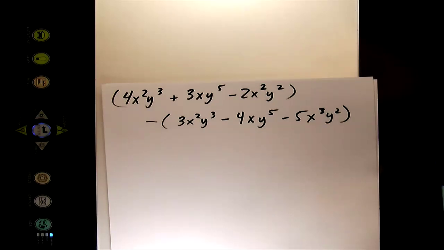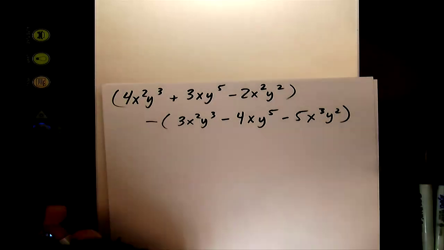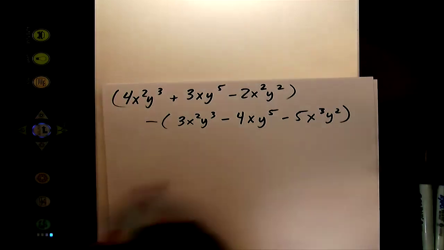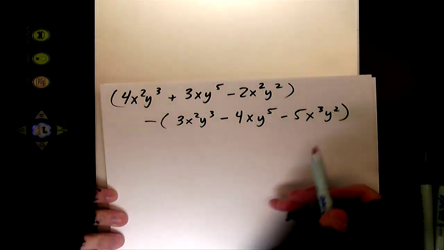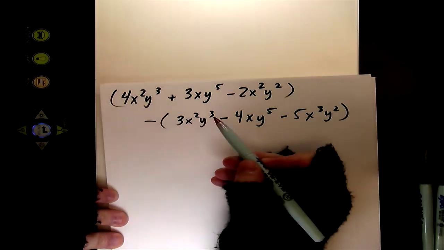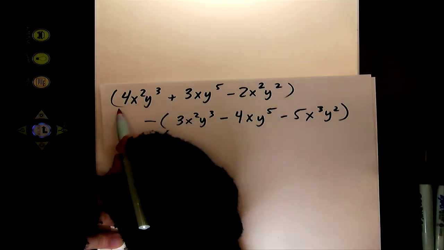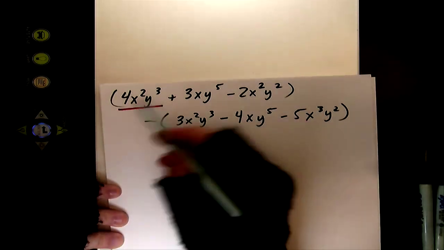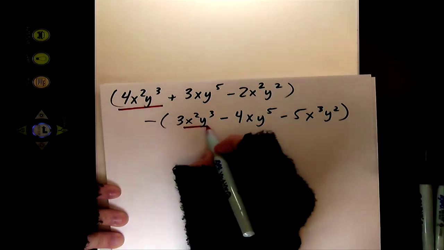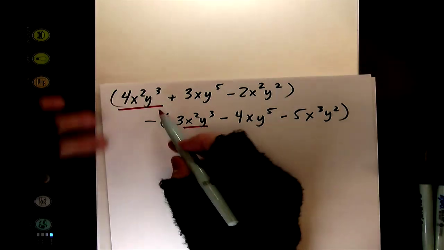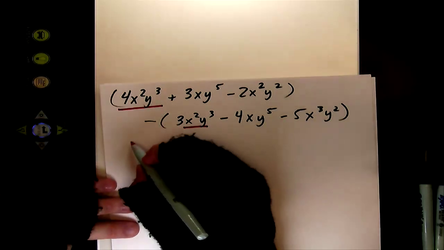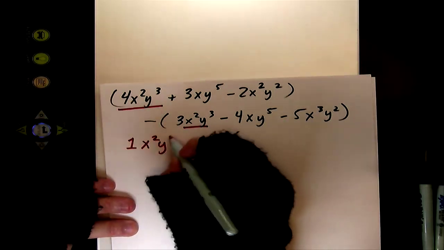When you've got a bunch of terms like this going on, I don't know that stacking them is the easiest thing to do. A pro tip when you're tackling something like this, especially if you've got it written out or can write on your screen with a tablet: go through the first one and look for anything that matches in the second group. So 4x squared y cubed. I'm looking for an x squared y cubed and I have that here. So 4 and a negative 3 gives me a positive 1 x squared y cubed.